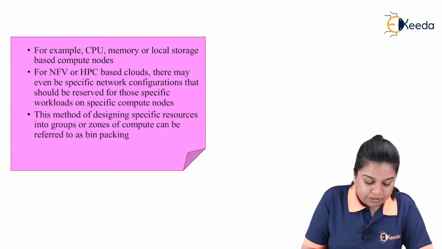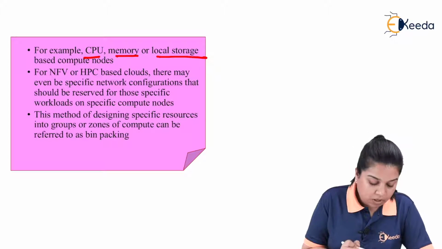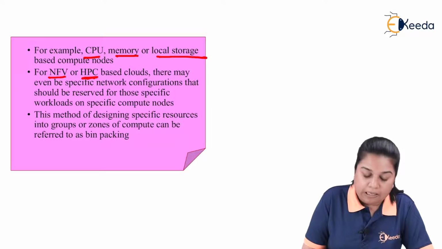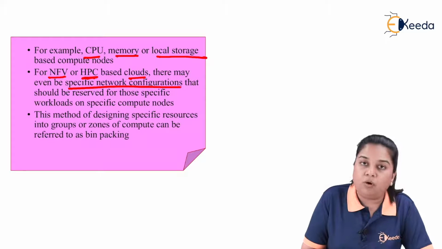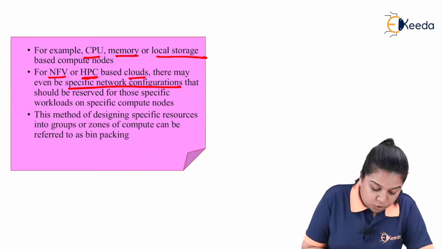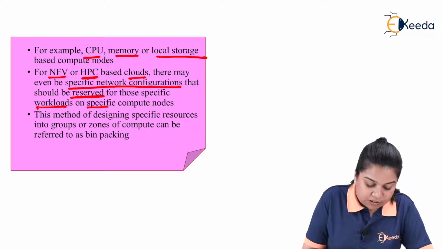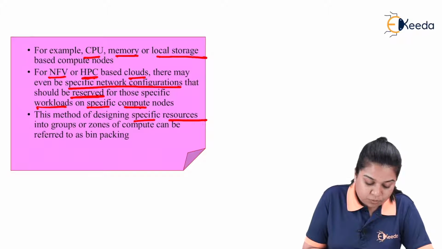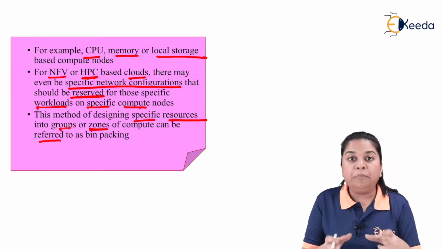Then, for example, CPU, memory, or local storage based compute nodes. For NFV or HPC based clouds, there may even be specific network configurations that should be reserved for those specific workloads on specific compute nodes. This method of designing specific resources into groups or zones of compute can be referred to as bin packing.